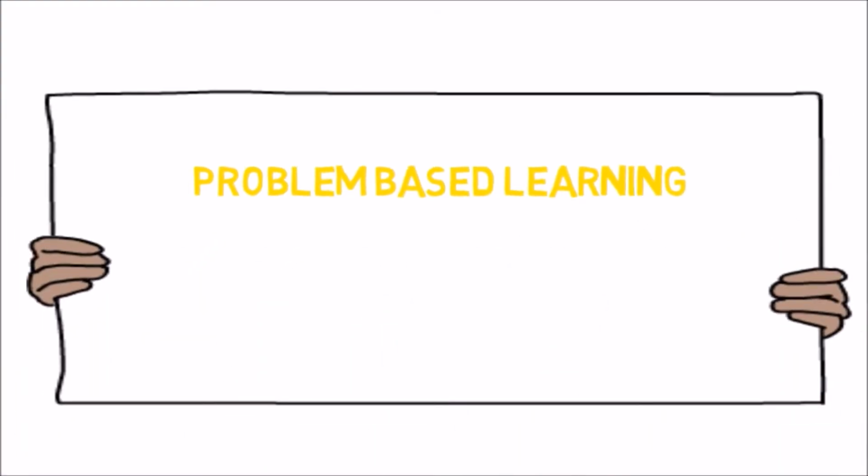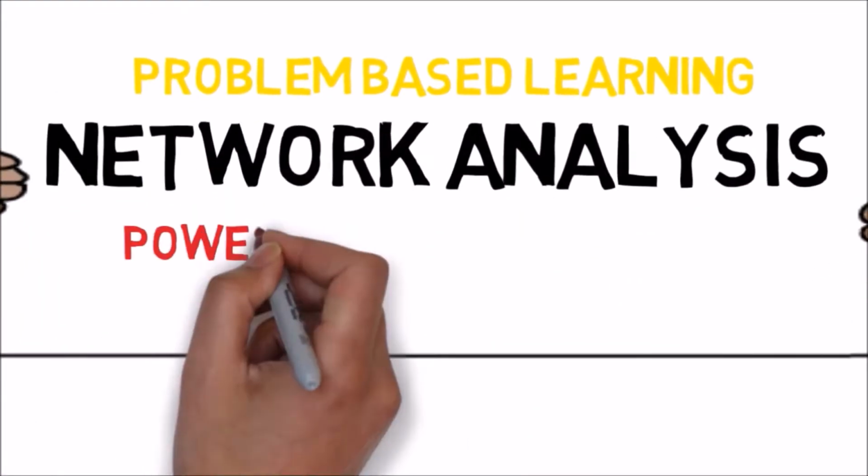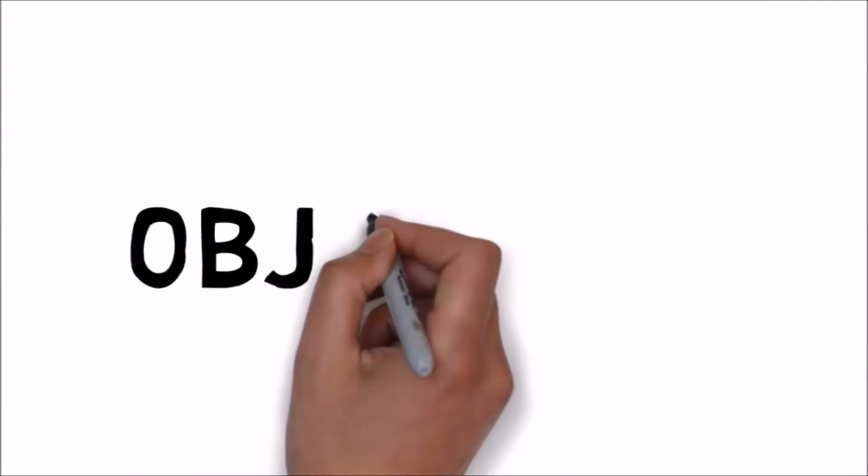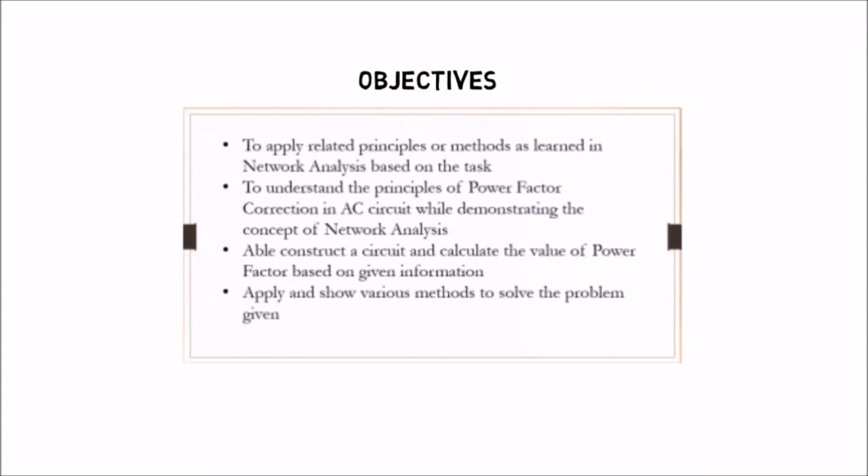Based learning, network analysis, power factor correction. To apply related principles or methods as learned in network analysis based on the task. To understand the principles of power factor correction in AC circuit while demonstrating the concept of network analysis. Able to construct a circuit and calculate the value of power factor based on given information.